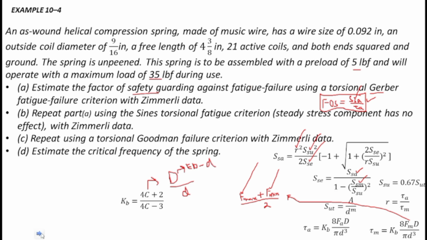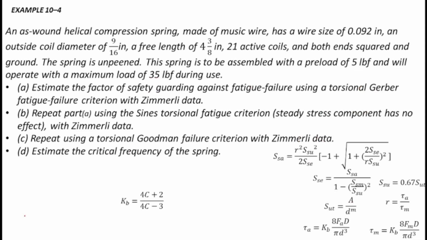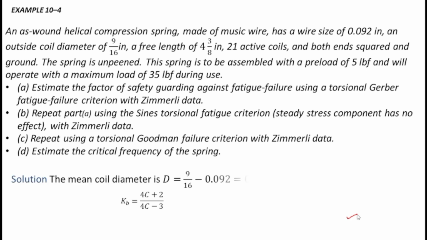So using these formulas we can find the factor of safety based on the Gerber criteria. We will also have to find this D. So let's find this D, which is equal to the external diameter minus the wire diameter.